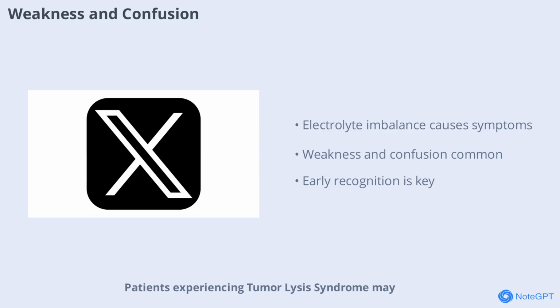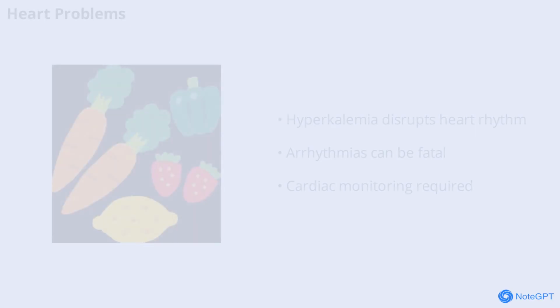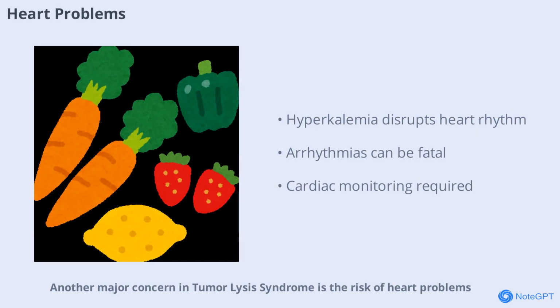Patients experiencing tumor lysis syndrome may develop symptoms such as weakness and confusion. These symptoms are often the result of electrolyte imbalances, particularly high potassium or low calcium levels. The nervous system is highly sensitive to these changes, and even small shifts can lead to significant neurological symptoms. Recognizing these early warning signs is essential for timely intervention and can help prevent more severe complications, such as seizures or loss of consciousness. Another major concern in tumor lysis syndrome is the risk of heart problems.